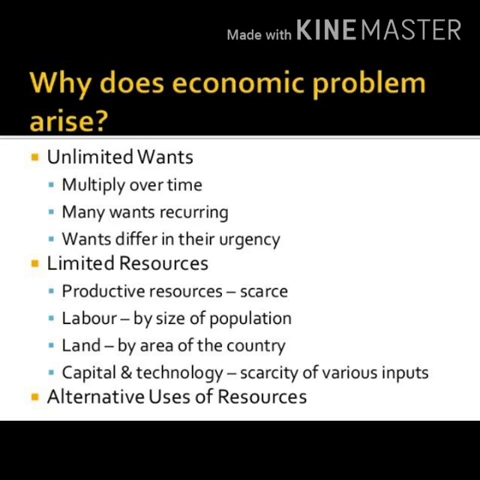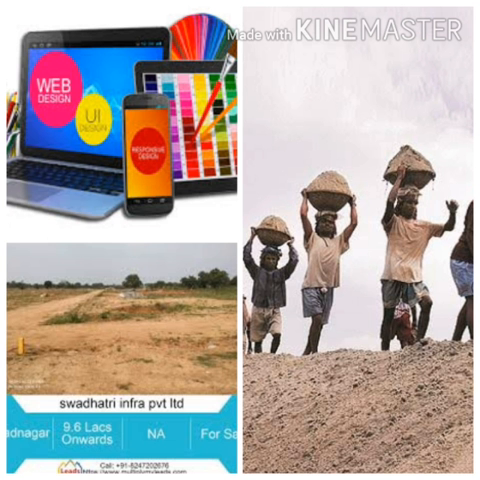Now next, let's come to the point, limited resources. While human wants are unlimited, resources available to satisfy human wants are limited. The resources of a society consist of land, labor, capital and entrepreneurship. These productive resources are called factors of production because they are used in producing goods and services. Labor is limited by the size of population, land is limited by the area of the country, capital and technology are limited by the scarcity of various inputs required for their production.